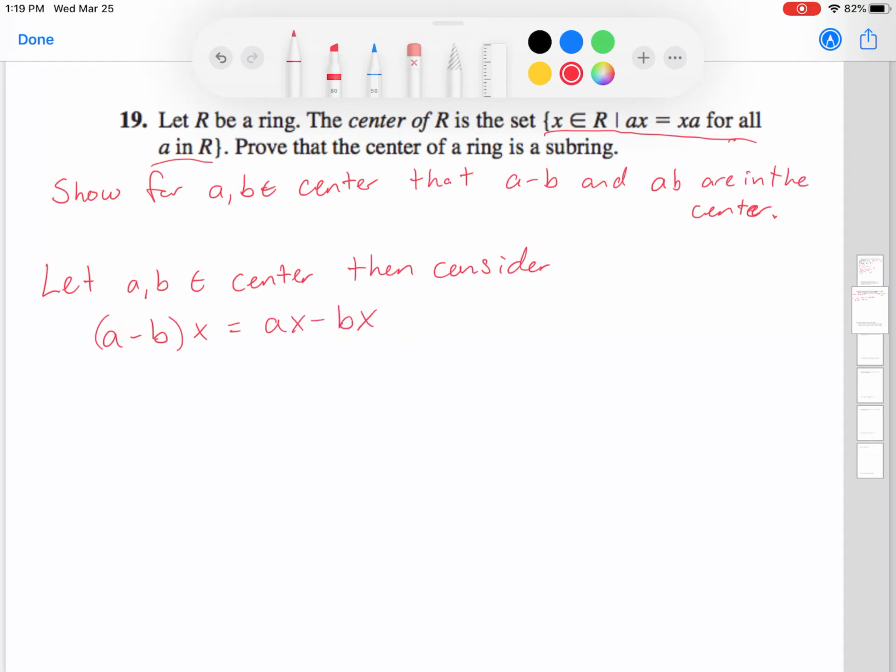Now let's play with the properties that we know. We know that this would be ax minus bx, right? Well, this is equal to xa minus xb because a and b are in the center. And this is equal to x times a minus b. So a minus b then has to be in the center because we showed that it commutes with x.